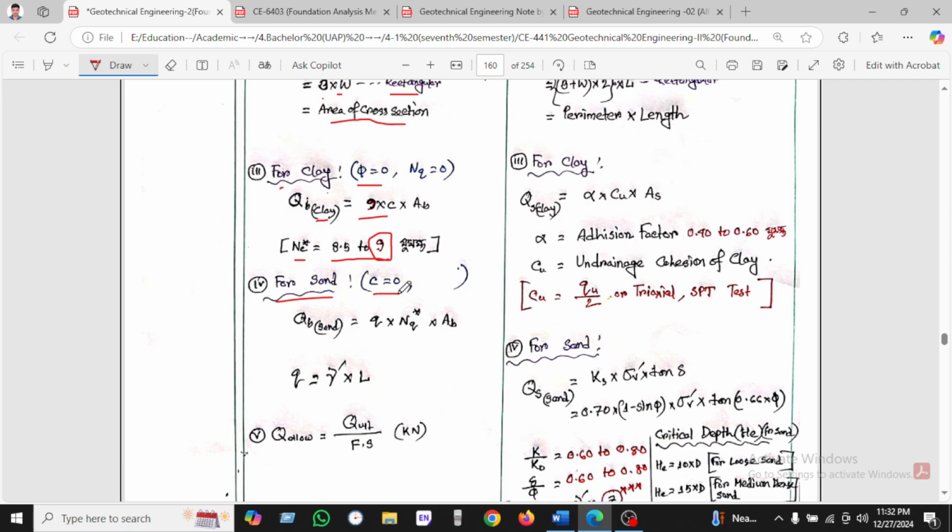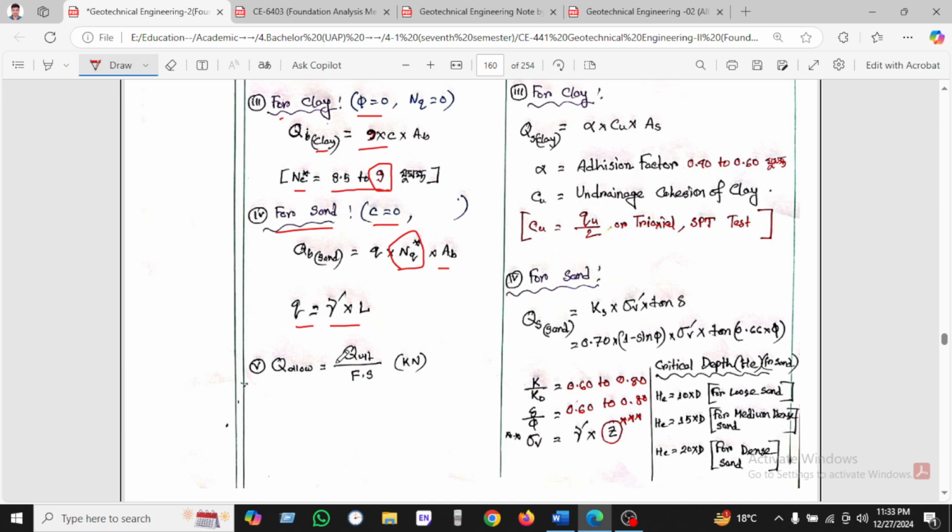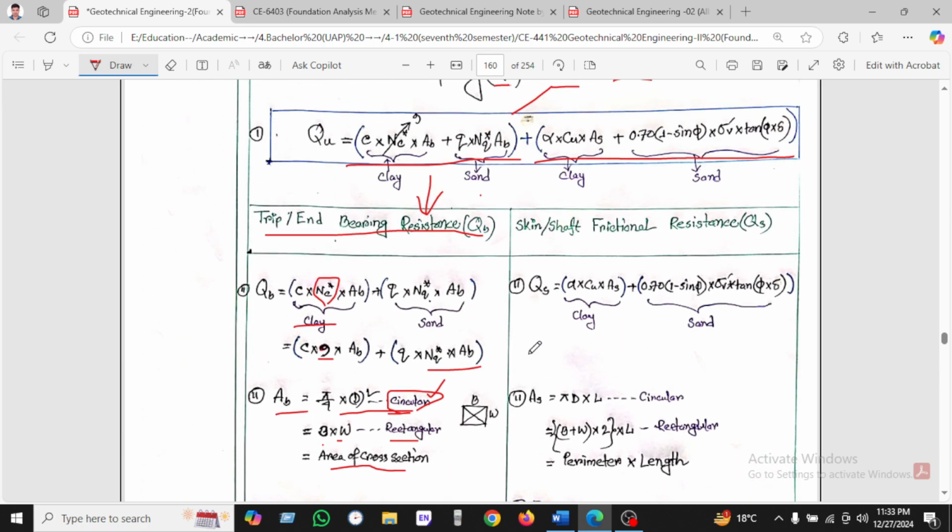For sand, when C equals 0, then we can recognize that this soil is sand. So Q Nq star Ab. We will find Nq star from the chart, and we will see how we get Nq star, and Q equals gamma prime L. L is the length of the layer of the pile, and Q allowable is ultimate divided by factor of safety. We know the factor of safety we always take is 3.